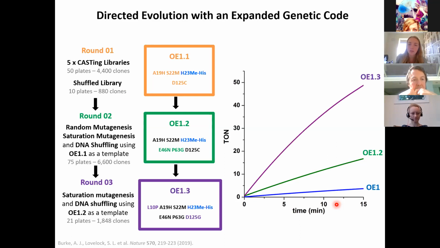So we can see that through each round of evolution, we've increased the hydrolytic activity of our enzyme, and we've still got this nice linear reaction profile. So one of the important mutations we installed came in the last round, and that was this L10P mutation. And it actually gave us a 3-fold increase in kcat as a single point mutation.